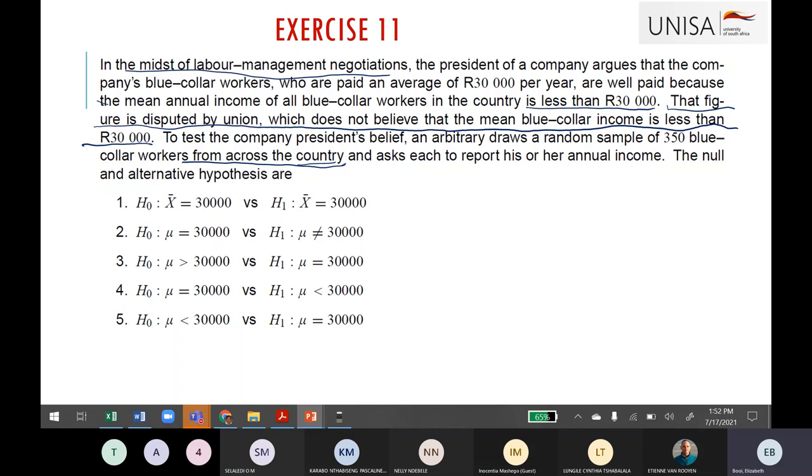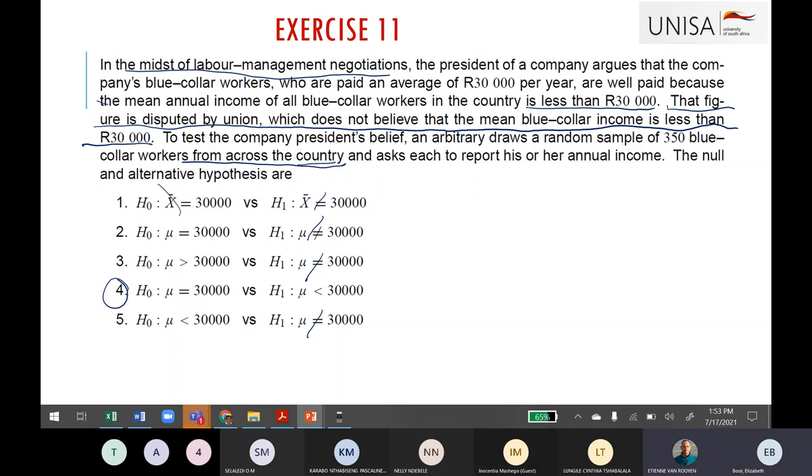So the mean income will be less than 30. If it's that, I could even ignore what's in the null hypothesis and look at the alternative, and I can see that all the alternatives won't be correct. The only one that is correct is option 4. You can do that.